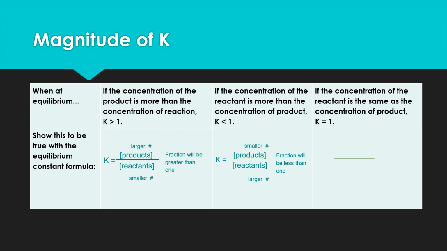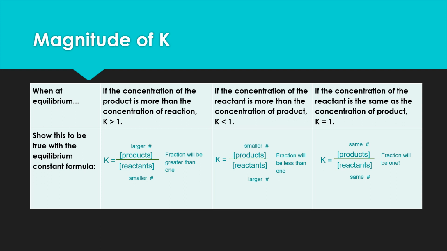And lastly, if the concentration of the reactant is the same as the concentration of our products, that ratio is the same, then K is equal to 1. So that fraction will be 1, meaning we have the same number in the numerator and denominator to get that. That is a lot more rare. We don't see that often at all.